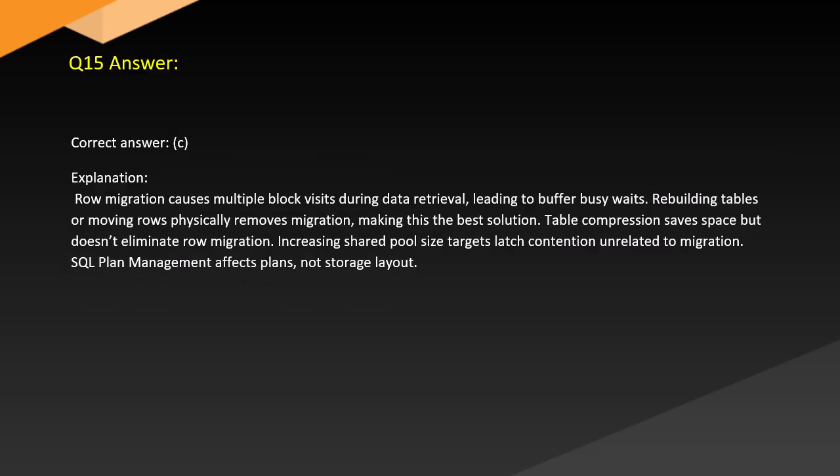Answer. Correct answer: C. Explanation. Row migration causes multiple block visits during data retrieval, leading to buffer busy waits. Rebuilding tables or moving rows physically removes migration, making this the best solution. Table compression saves space, but doesn't eliminate row migration. Increasing shared pool size targets latch contention unrelated to migration. SQL plan management affects plans, not storage layout.